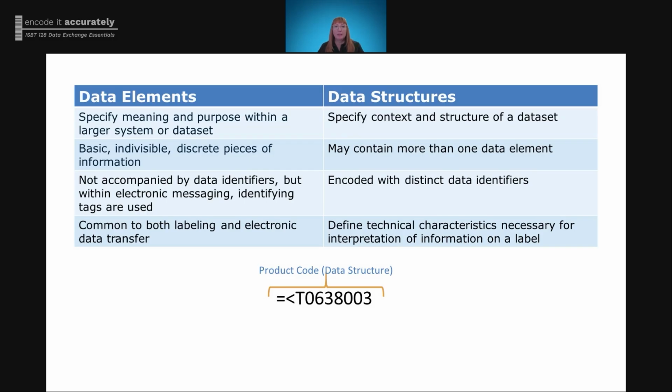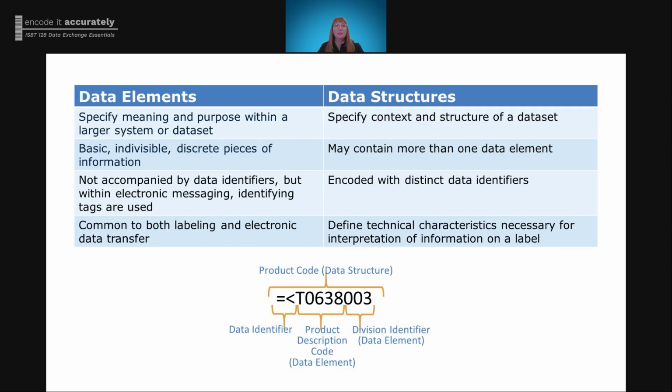So here's an example data structure. It is a product code. This happens to be a tissue product code. And it's made up of two elements. The first element is the product description code. It's a 5-character code. And then for tissue, the 3-character division identifier. Also, you'll see that the product code data structure, all data structures, include a data identifier.